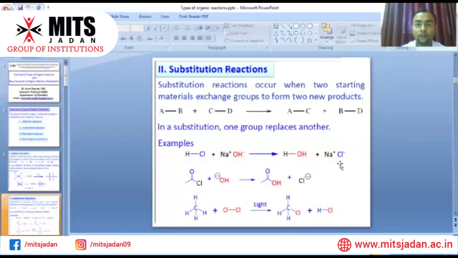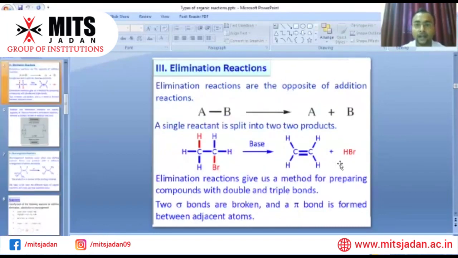Now come to the elimination reactions. Elimination reactions are just the opposite of addition reactions. In an elimination reaction, as you see in this example, AB dissociates and splits into two to give the two products A and B separately. Here you can also see from this reaction the red colored bonds, which connect the carbon atoms to hydrogen and bromine respectively, break in the presence of a base to give the unsaturated product ethylene and HBr.